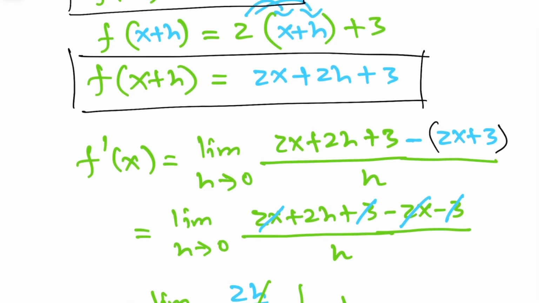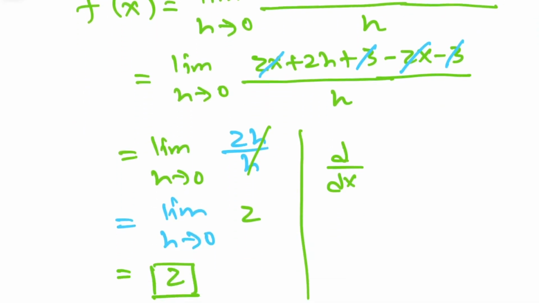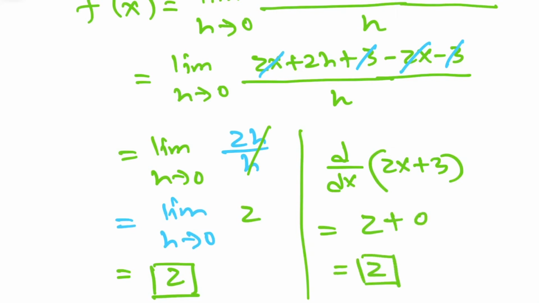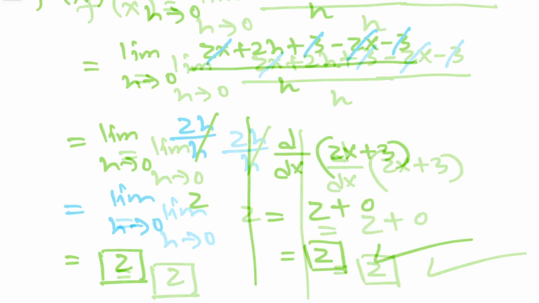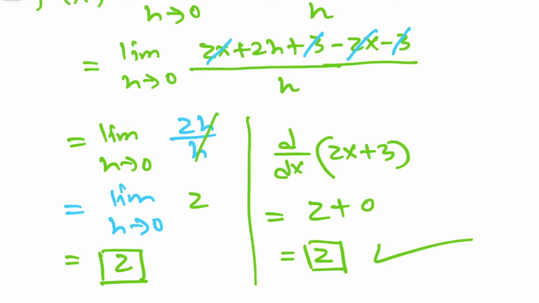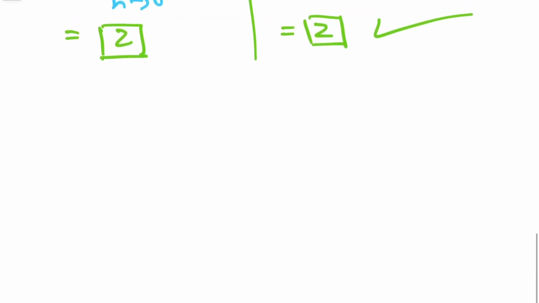And you should always double check your answer using the derivative rules that you already know. So 2x plus 3. If you take the derivative of 2x, that's going to give you 2. The derivative of a constant is 0, so that is also equal to 2. That means our answer is correct. All right, so let's do one more example, okay?